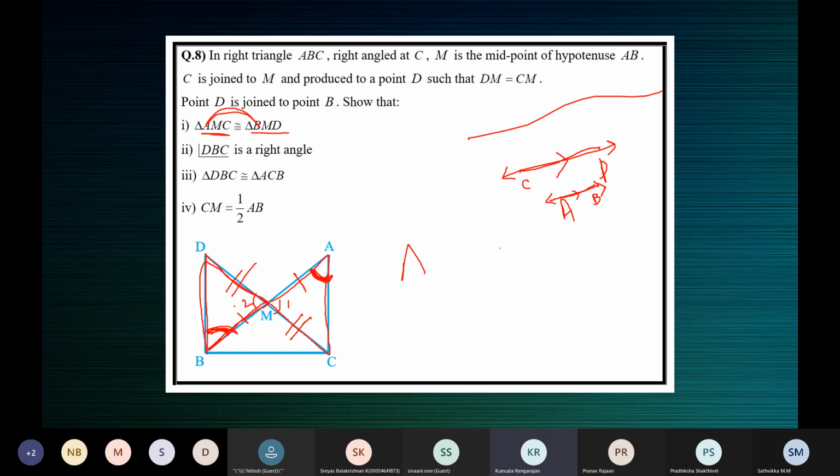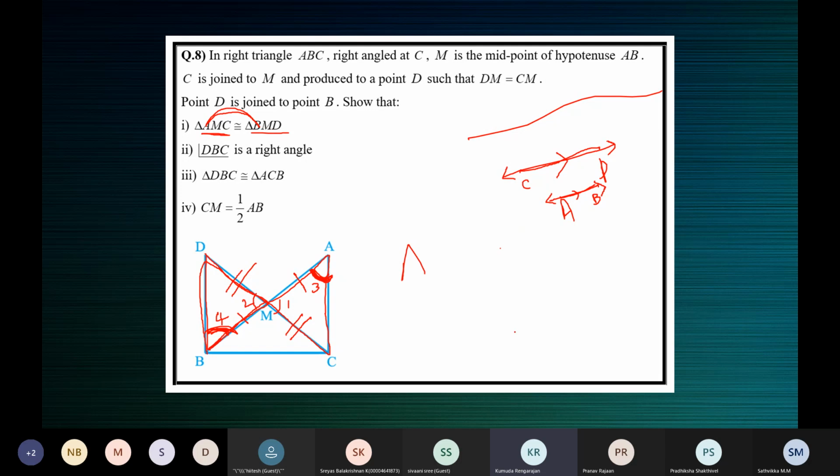Since the two triangles are congruent to each other, angle A, or you can mark this angle 3, is equal to angle 4, CPCTC. We proved that the two triangles are congruent. So now that they're congruent, angle 3 is equal to angle 4, CPCTC: corresponding parts of congruent triangles are congruent.